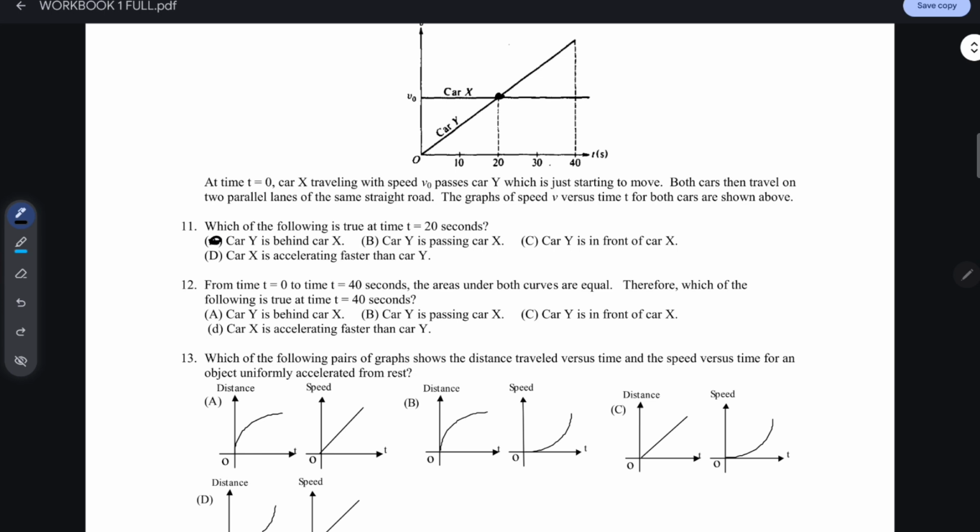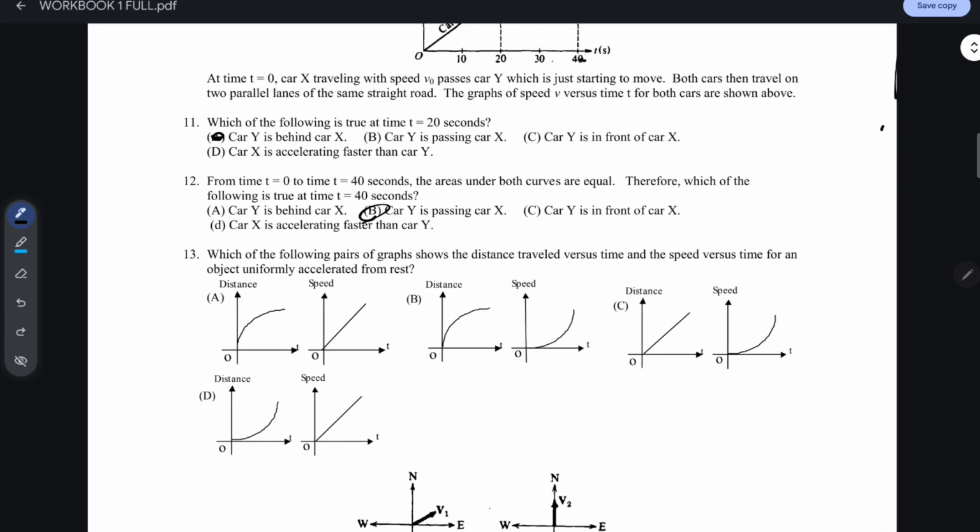Now we're going to do number 12. From time 0 to time 40 seconds, the area under both curves is equal. Therefore, which of the following is true about t = 40? We know that it's B because car Y is passing car X.